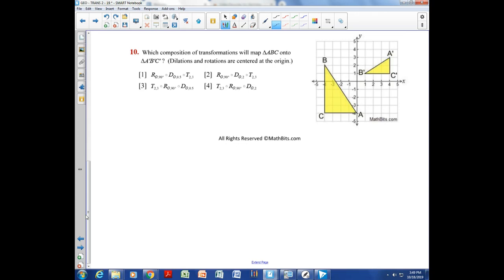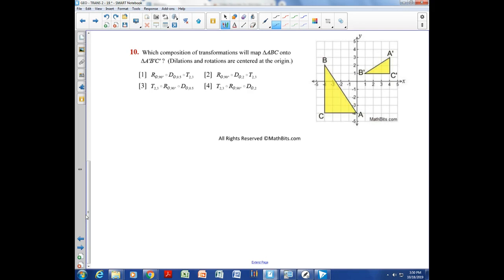Which composition of transformation will map ABC onto A prime, B prime, C prime? One thing that's important to be mindful of is which triangle is being transformed and which one is stationary. So it's very specific. It's saying which composition will map ABC onto A prime, B prime, C prime. So it's triangle ABC which is doing the transformation.